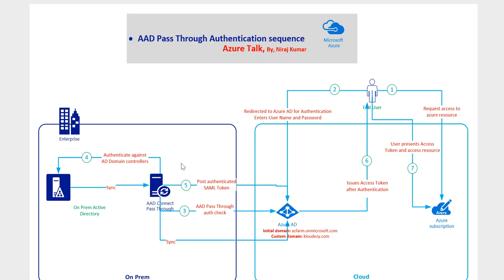But you see the difference between the cloud-only identity and same sign-on was that authentication happened in those two scenarios against Azure AD, whereas in case of single sign-on, the authentication is happening across your on-prem Active Directory or on-prem ADDS.